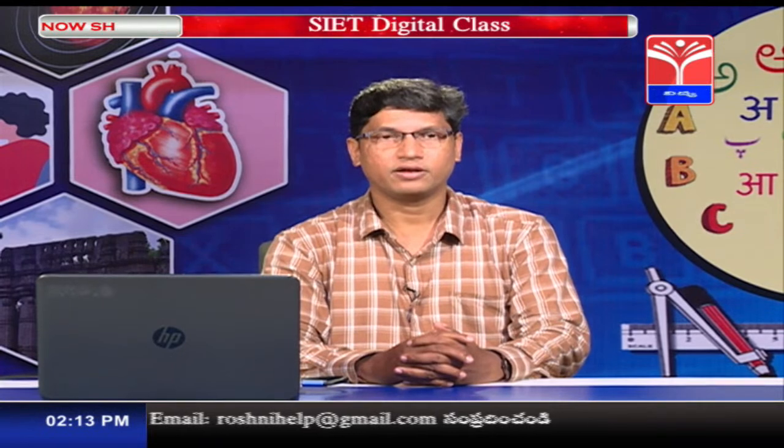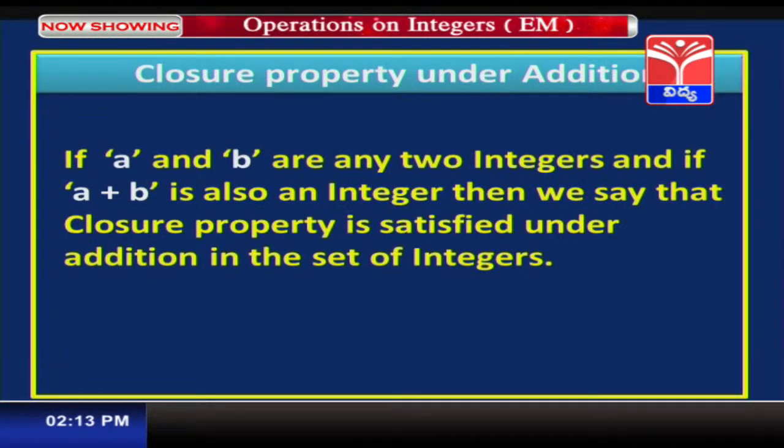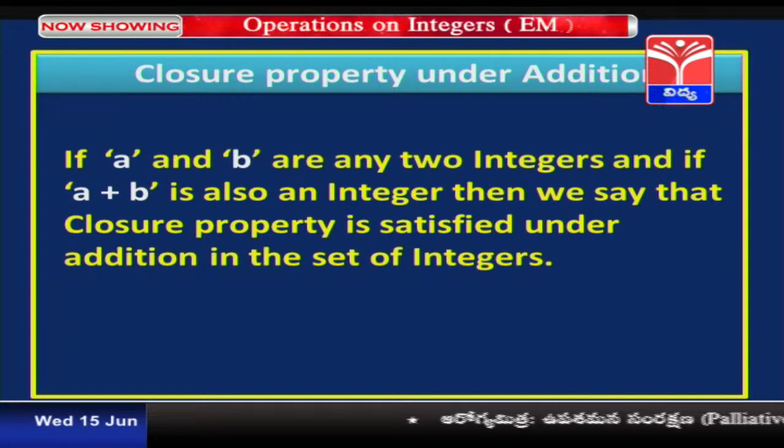So, children, we have seen examples of closure property. Now, let us see what actually the closure property is under addition. So, if a and b are any two integers and if a plus b is also an integer, then we can say that closure property is satisfied under addition in the set of integers.